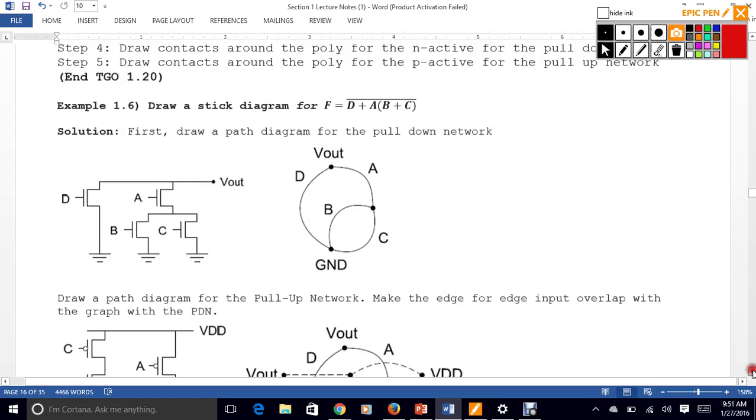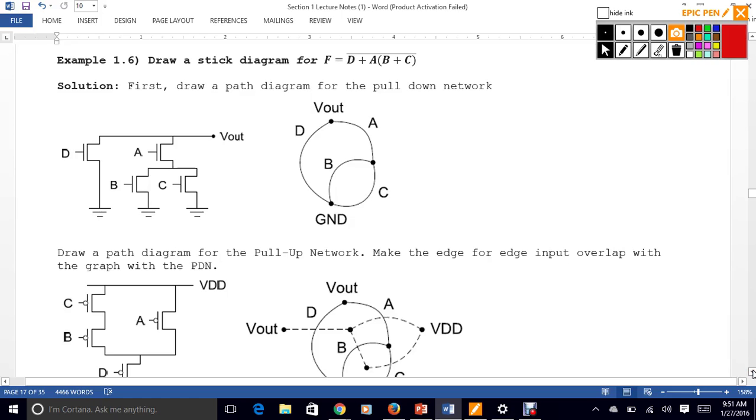So, example 1.6: we're going to draw a stick diagram for F equals not (D or A and B or C), the exact same equation. This is a good exam question. I give you a logic function. First thing you do, you draw the pull-up and pull-down networks using CMOS transistors, just like this. You design that circuit, and then the second part is to draw the stick diagram. That was an Intel interview question. So I promise there's a method to this madness.